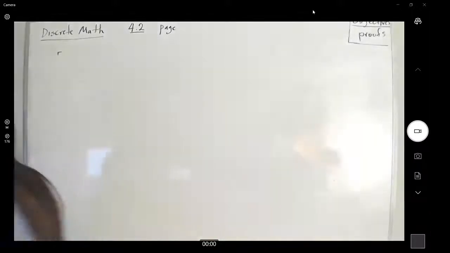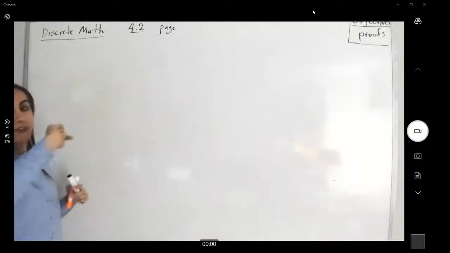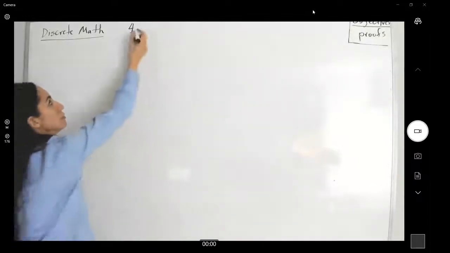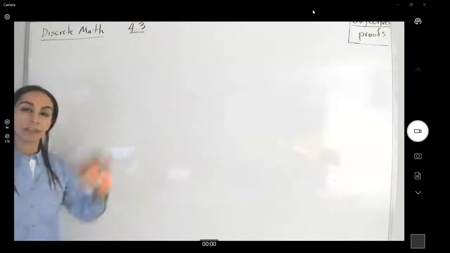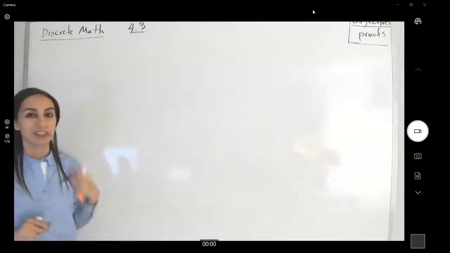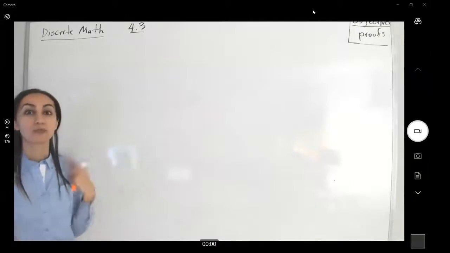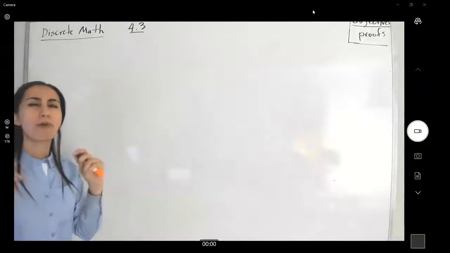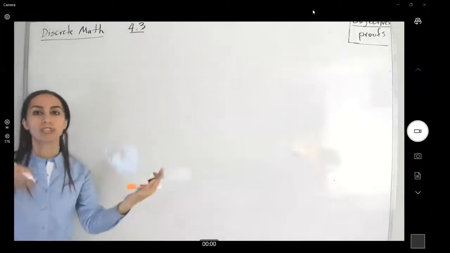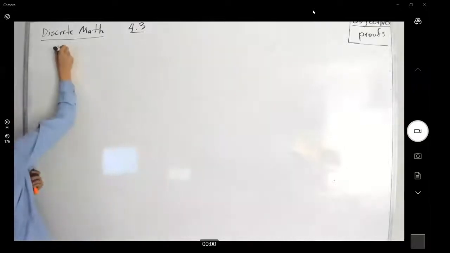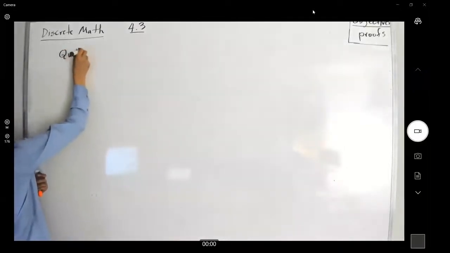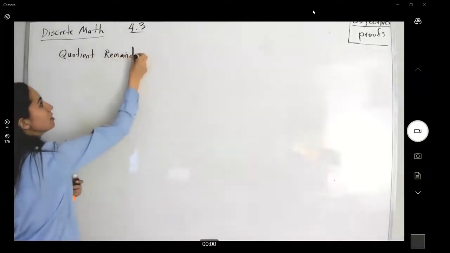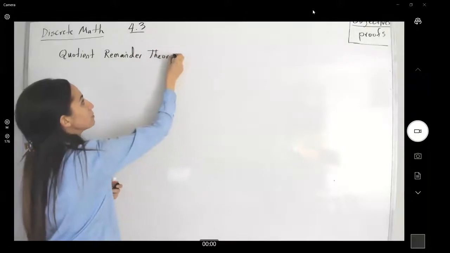We're going to actually start 4.3 officially on Wednesday. I'm just going to go over 2 important definitions that we're going to use later in 4.3 to prove things. So first of all, we're going to talk about an important theorem that we call the Quotient Remainder theorem.